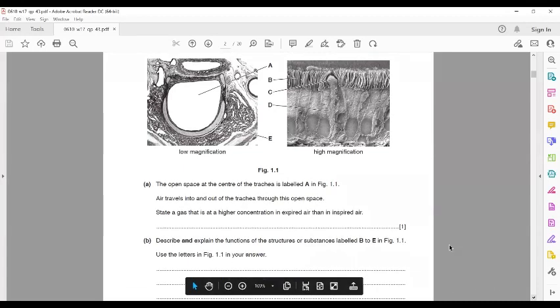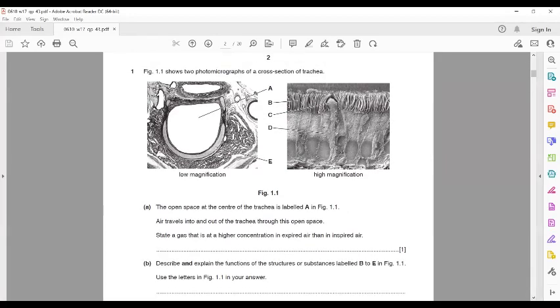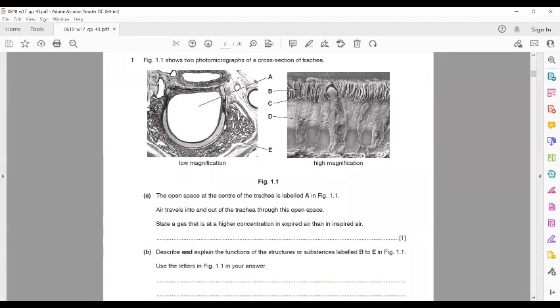The next part of this question: describe and explain the functions of the structures or substances labeled B to E in the figure. Use the letters in the figure in your answer. Let me move into the figure again. Cilia is B. They sweep the mucus out. C is mucus. And there are also goblet cells, because the goblet cells make mucus.